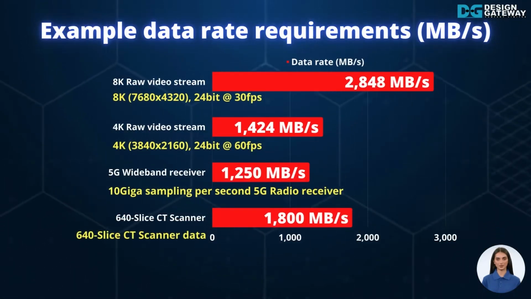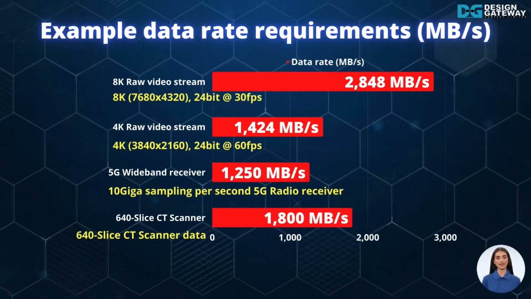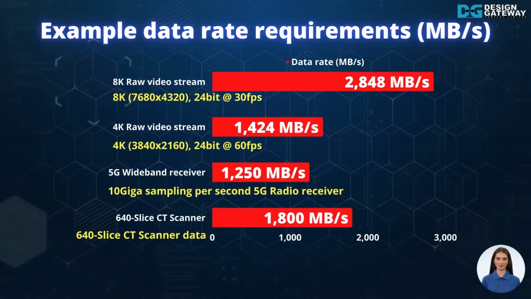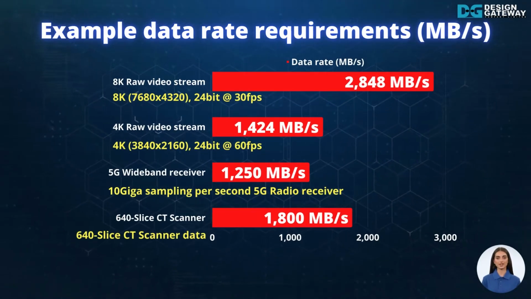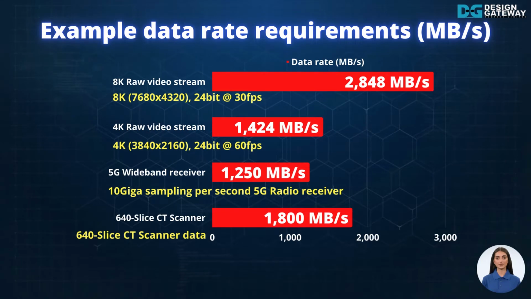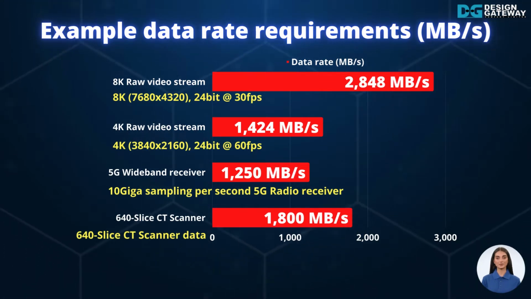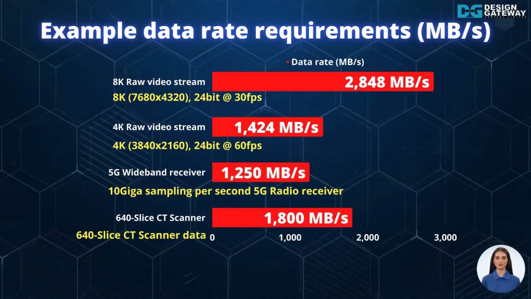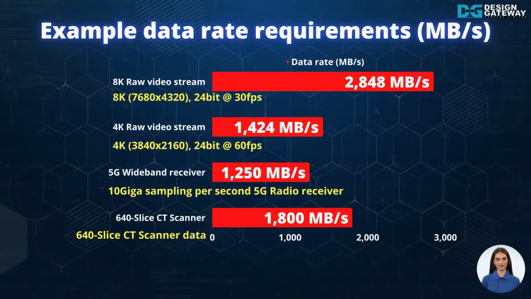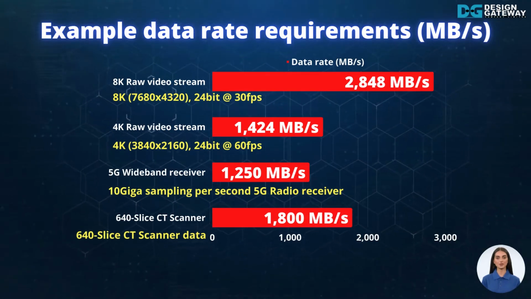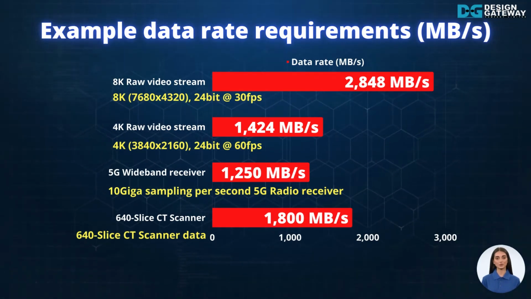In a 5G wideband receiver, or 5G radio data logger, with 10 GB sampling per second, need to handle a data rate of around 1250 MB per second per 5G radio channel. A high-end 640-slice CT scanner has the capability to scan 1000 times more images per second than a traditional CT scanner, and needs to handle a data rate of around 1800 MB per second or more.